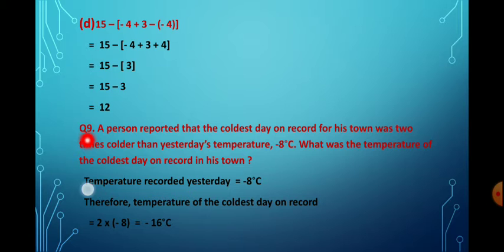Question number 9. A person reported that the coldest day on record for his town was 2 times colder than yesterday's temperature, minus 8 degrees Celsius. What was the temperature of the coldest day on record in his town? So temperature recorded yesterday equals minus 8 degrees Celsius. Therefore, temperature of the coldest day on record is twice this temperature. So 2 into minus 8, that is minus 16 degrees Celsius.